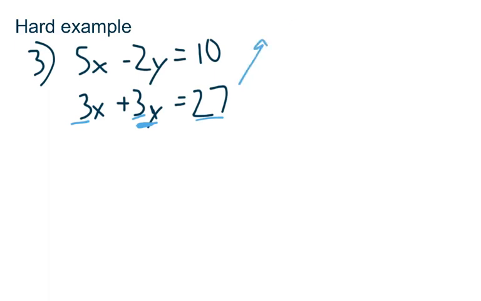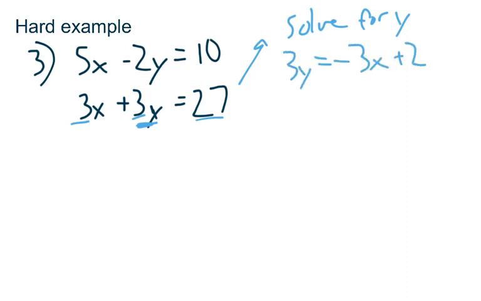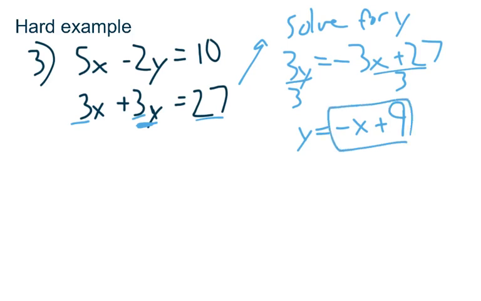But for here, what I'm going to do is I'm going to solve for y. So I'll subtract 3x, and I'll have 3y is equal to negative 3x plus 27. Divide by 3, divide by 3. y equals negative x plus 9. All right, so I had to do some extra work. Now I just take this expression and I will plug it in for y right there.